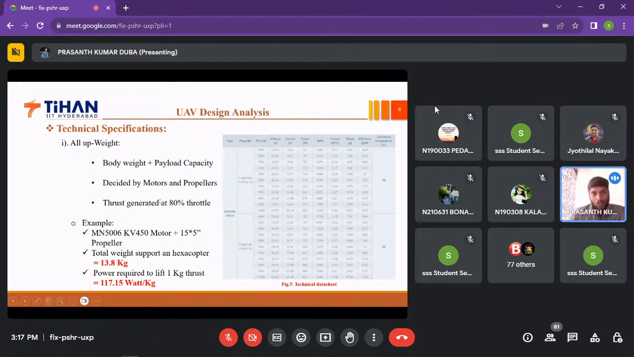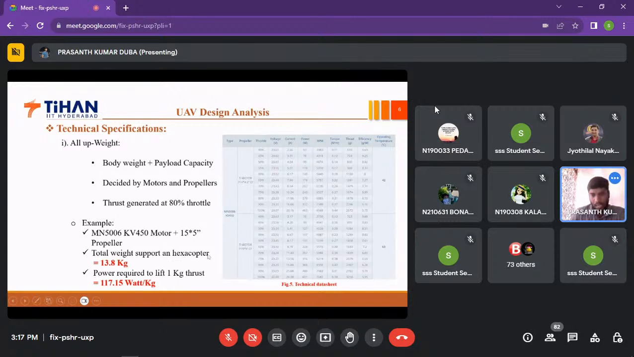For our calculation, usually we take the thrust generated at 80% of the throttle. Suppose it generates 2.3 kg. If I consider my hexacopter, it has 6 motors, so with that I can calculate the total weight. 2.3 times 6, I get a total of 13.8 kg it can generate.